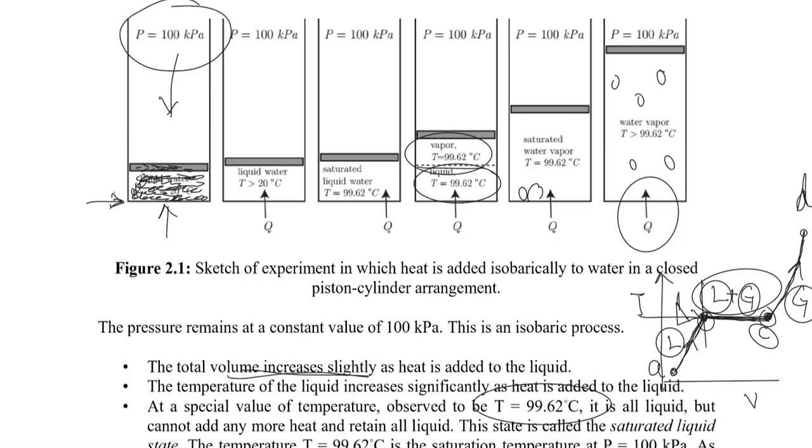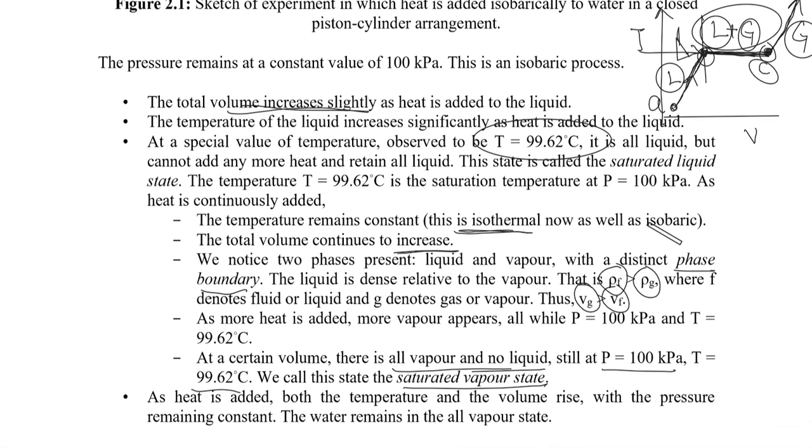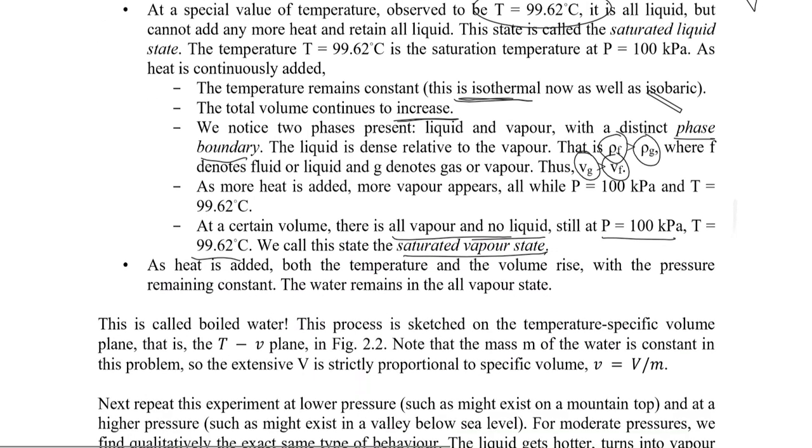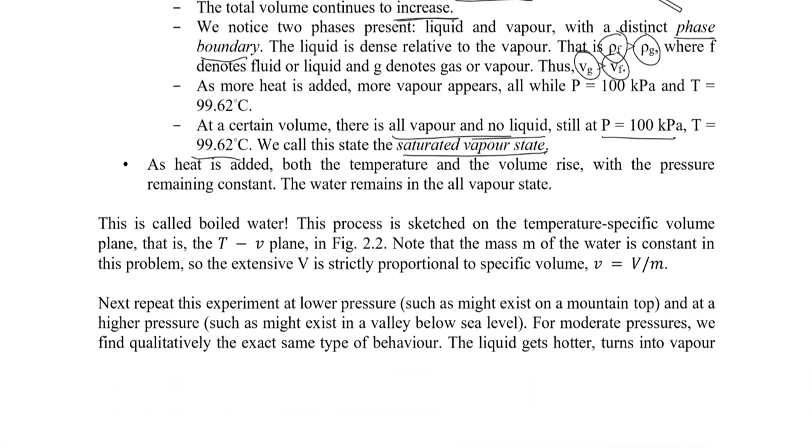So from A to B, we have liquid. From B to C, we have a liquid and gas mixture. And from C to D, we have gas. Point B is saturated liquid and point C is saturated vapor. Now if we add more heat, as we said, both the temperature and volume will rise, with the pressure remaining constant, since we said we would perform this experiment as a constant pressure process. The water remains in an all-vapor state. So now we have all gas. This is called boiled water.